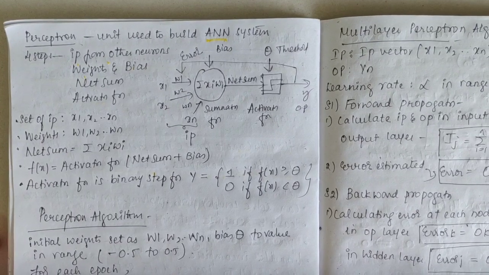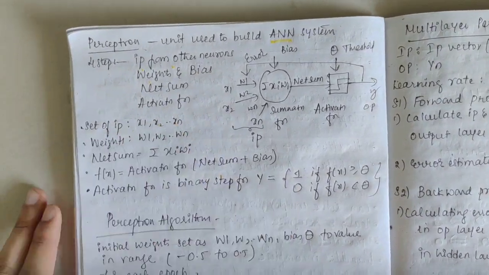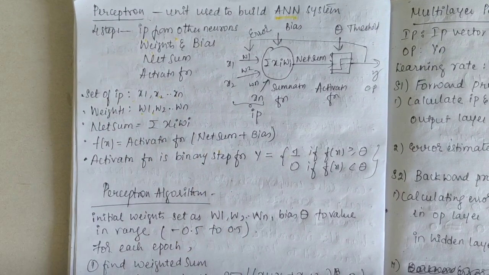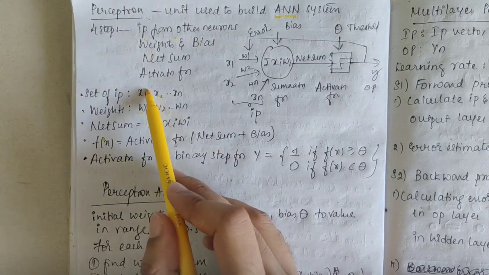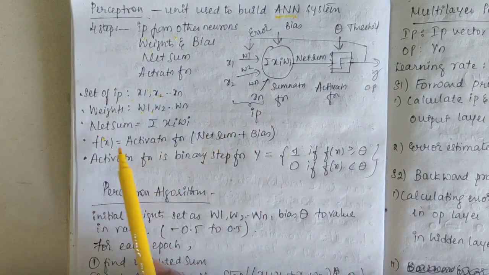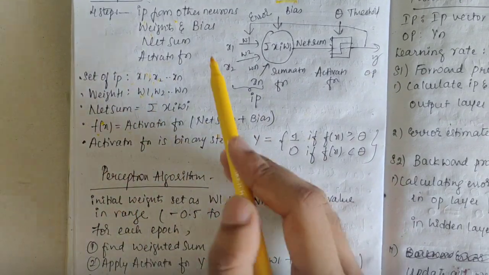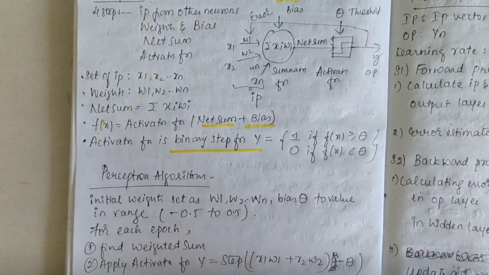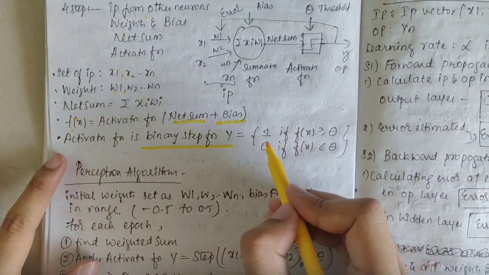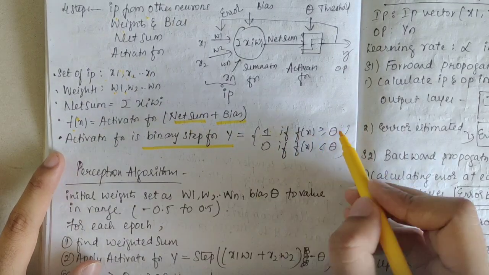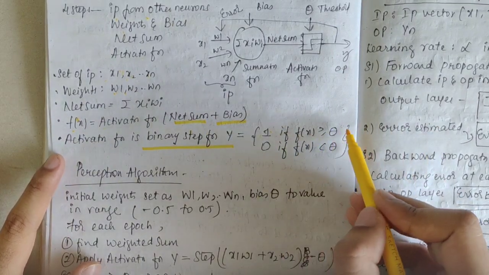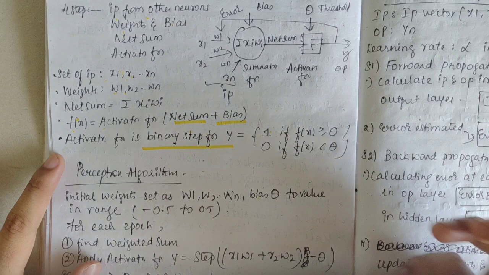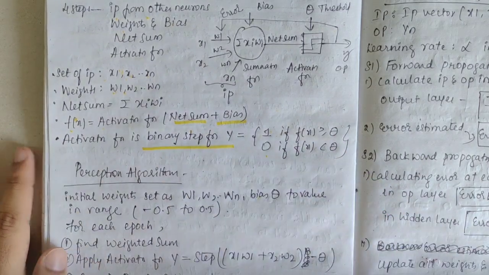So here we have a set of inputs x1, x2, xn. Then we have the weights w1, w2, w3, wn. Then we have the net sum, that is the product of these two added. Then we have the activation function, which is equal to net sum plus bias. The activation function is a binary step function. The output would be 1 if the activation is greater than or equal to the threshold. It would be 0 if it is less than the threshold.